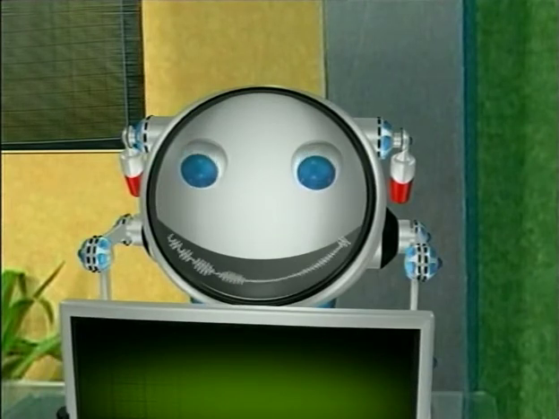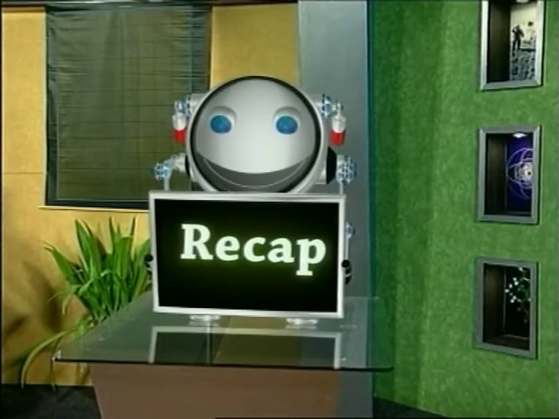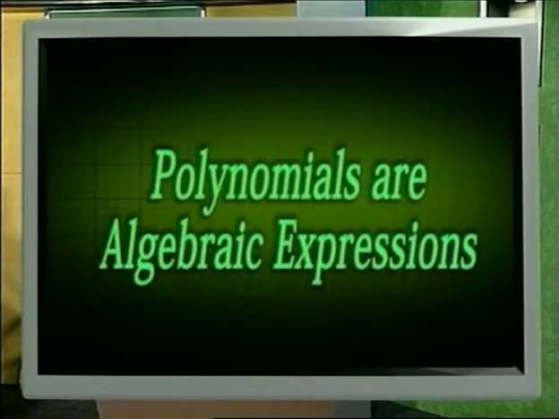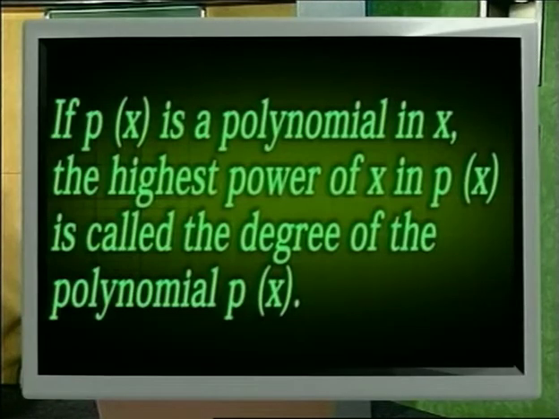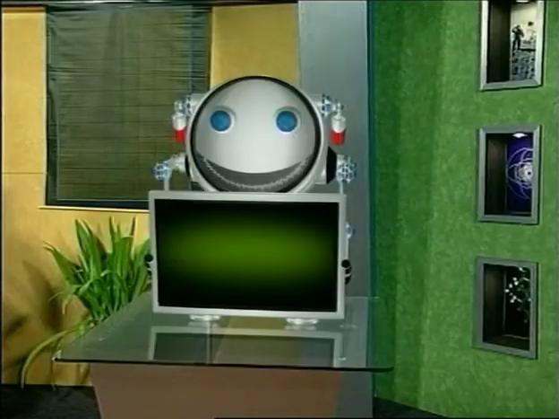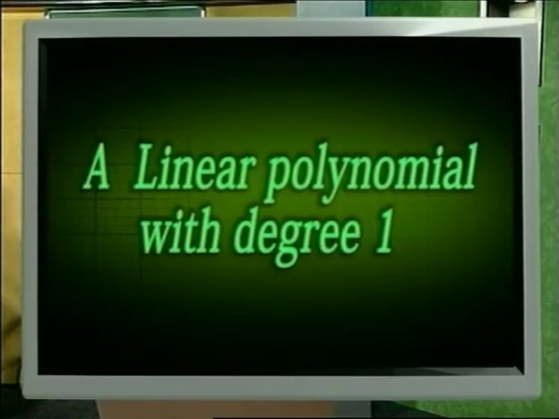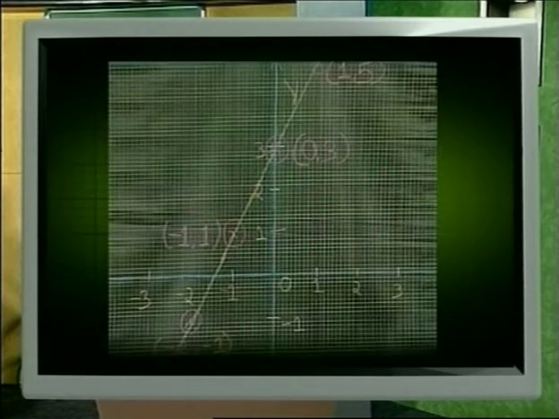Alright, so do you remember what we did in our last class? You mean recap? Yes, I mean recap. Polynomials? Yeah, polynomials are algebraic expressions. Degree of polynomials? Yes, the highest value of x in the polynomials is called the degree of the polynomial. Value of polynomials? Yeah, the value of polynomial is given by minus b by a, that is minus the constant term upon the coefficient of x. Plotting points? On a graph paper, you learn how to plot points. Linear polynomials? Yeah, linear polynomials with the degree 1. Linear polynomials graph is always a straight line.